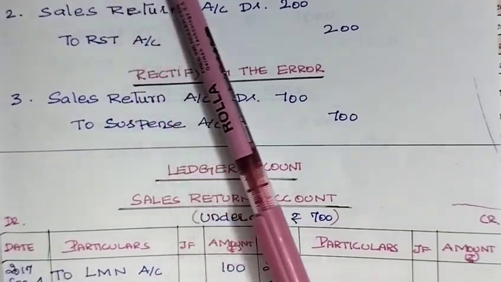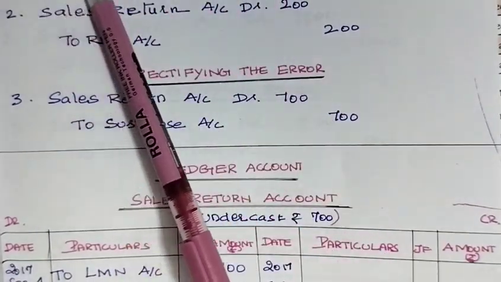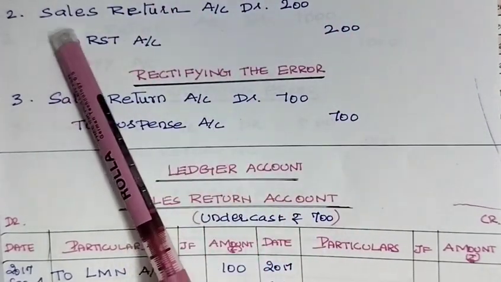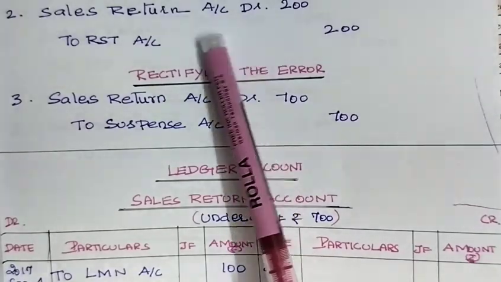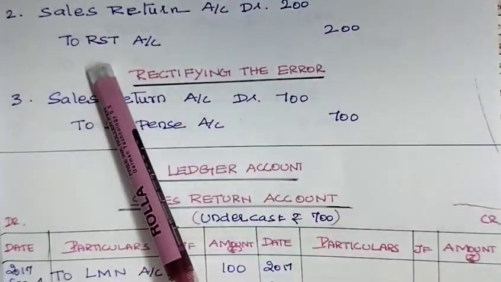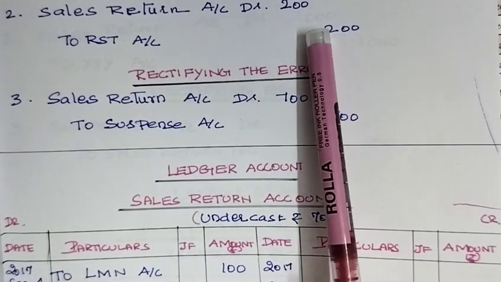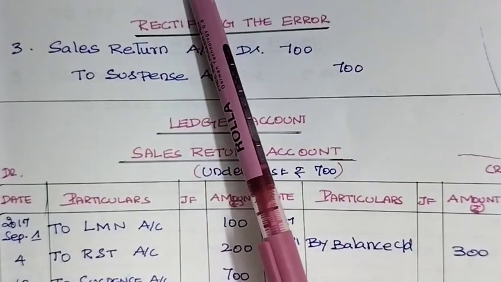Sales return account debit 100 rupees and LMN account 100 rupees. Okay, this is one example journal entry, and another sales return account example is sales return account debit 200 rupees and RST account 200 rupees. So this is the original journal entry for the sales return account.